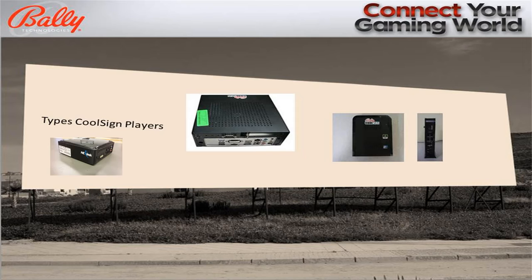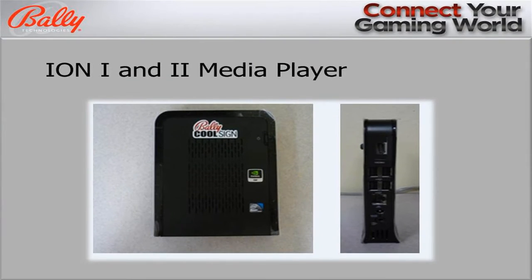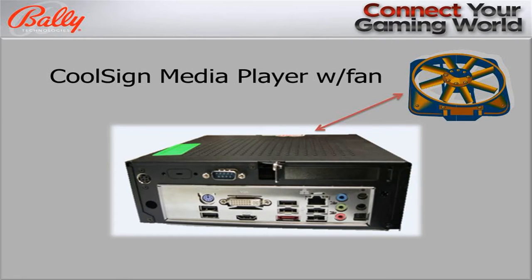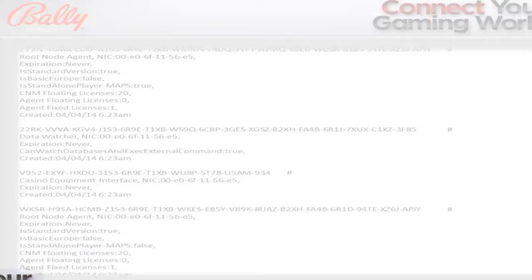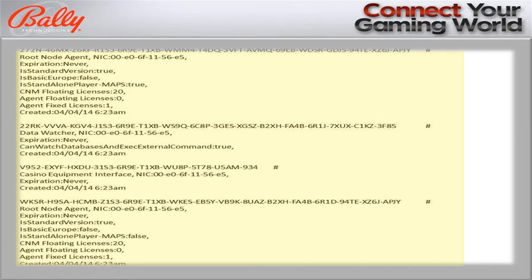To start this off and ensure everyone has a better understanding of CoolSign, let's look at the types currently being used in today's market. Currently there are two types, the Ion 1 and 2, or the CoolSign, which is more commonly one you'll see now. The physical look of all CoolSign players is identical with the exception of a few having a fan mounted on the outside of the case. The only variants are how they are licensed.